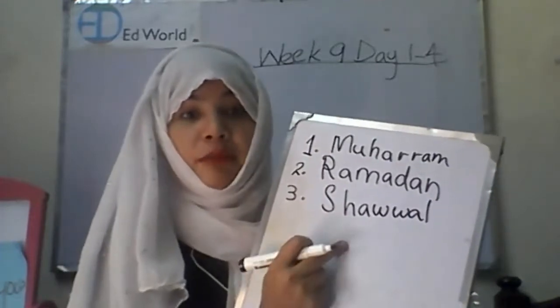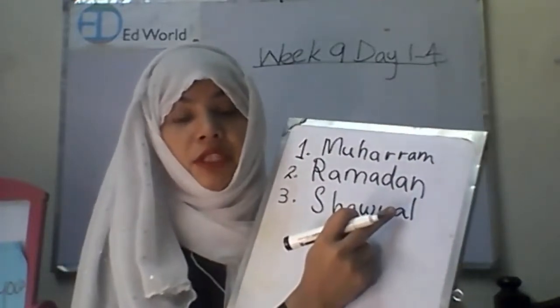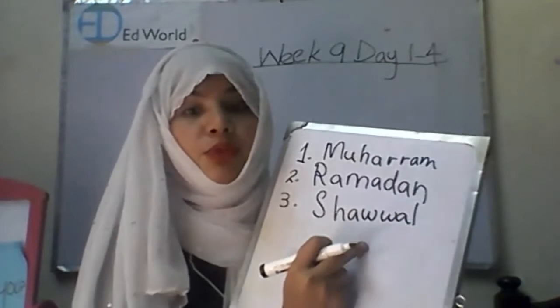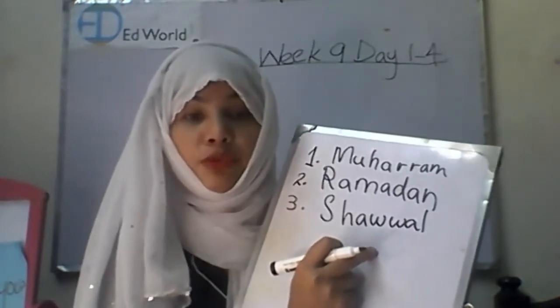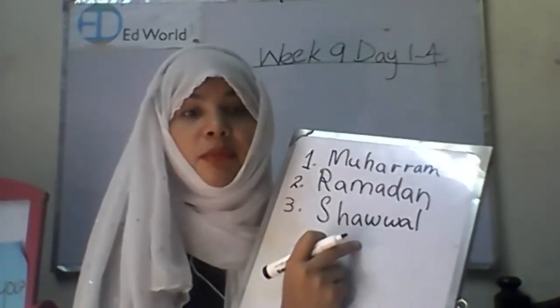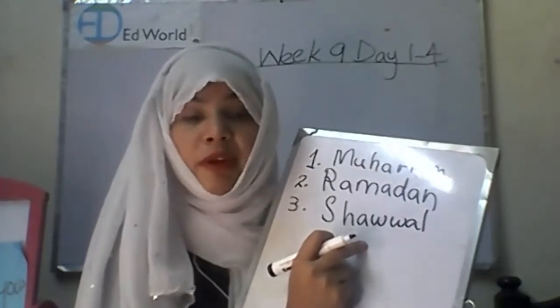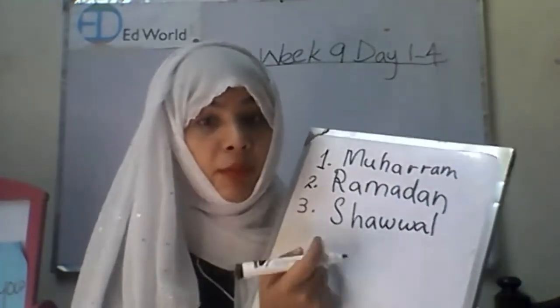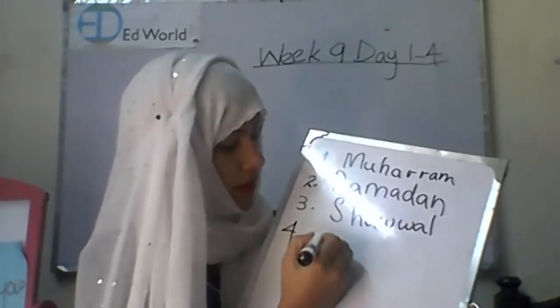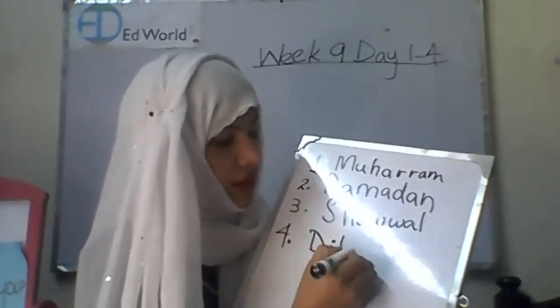You should know that after Ramadan, after completing about 29 or 30 rosas, we celebrate the first 2 days of Eid that lie in the month of Shawwal. And when do we Muslims perform Hajj? They perform Hajj in the month of Dhul Hajj.